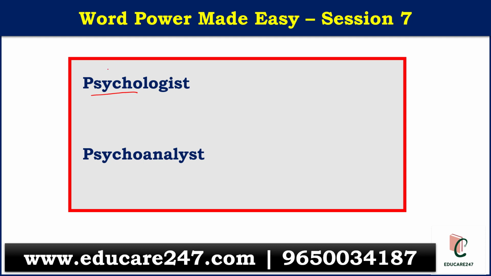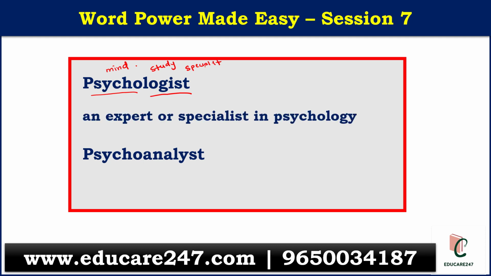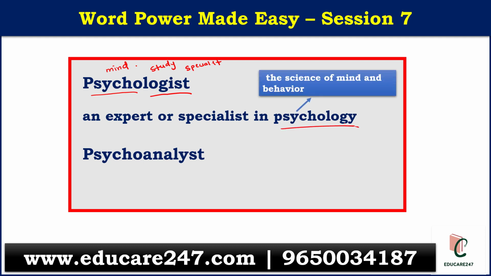Psycho means mind, then logist. Logi is study, and when you add ist here, he is termed as a specialist. So a psychologist is an expert or a specialist in psychology. What is psychology? Psychology is the science of mind and behavior. It's the study or science of mind and behavior.